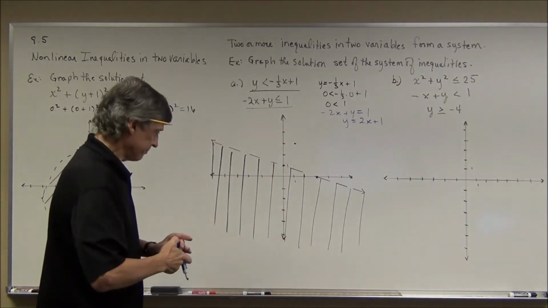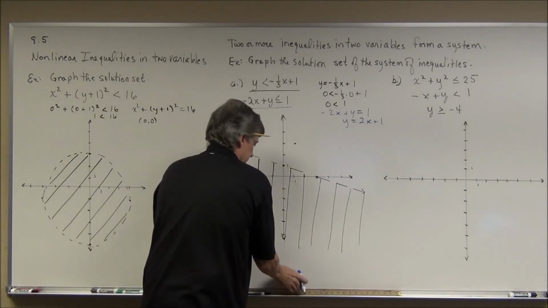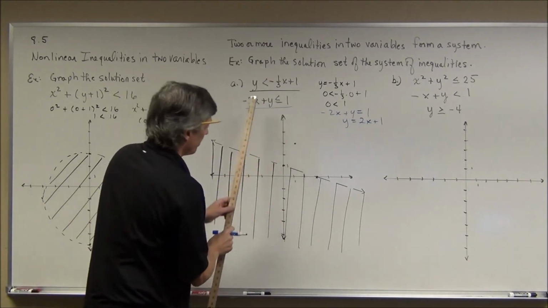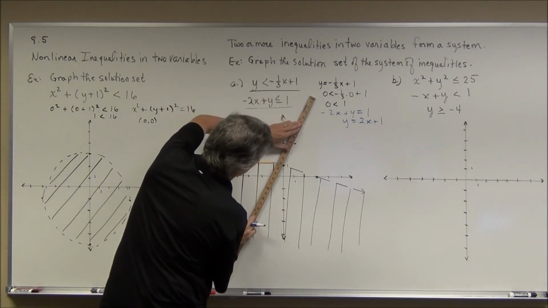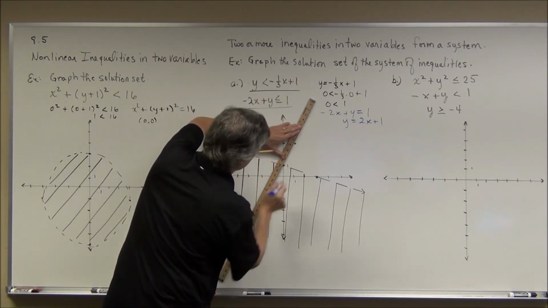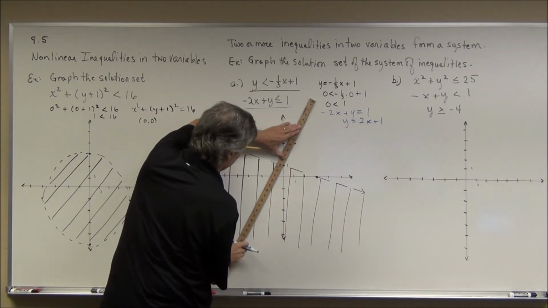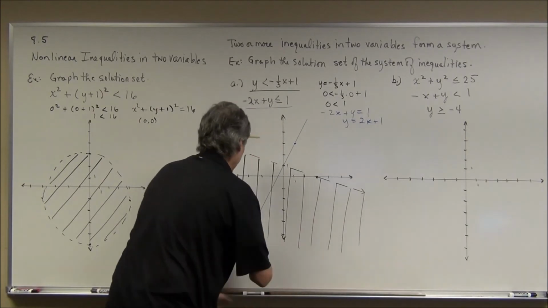And now I'm going to get my yardstick here. Because of the equal to, I know that this line that I'm going to graph is going to be a solid line. And again, try to be neat with this so that it doesn't shift on me. Fill up that graph.